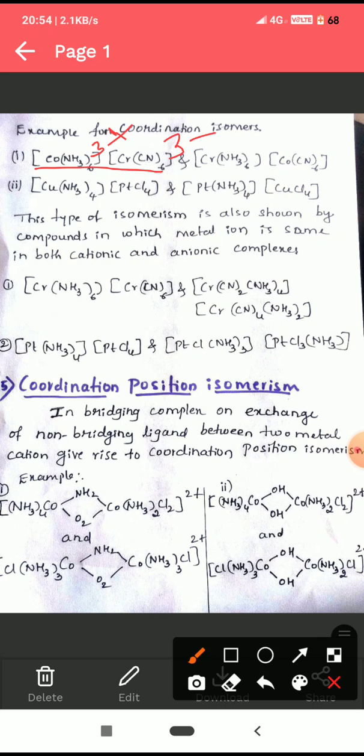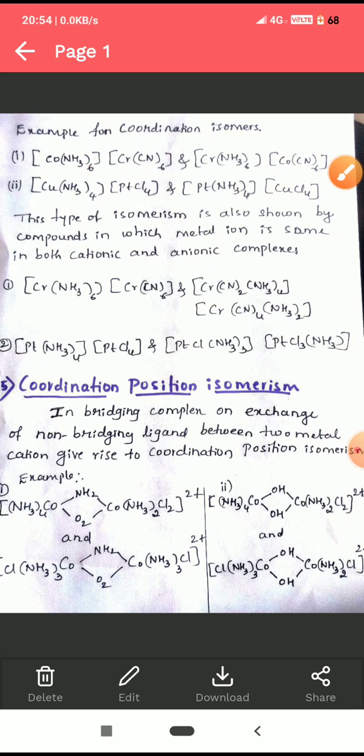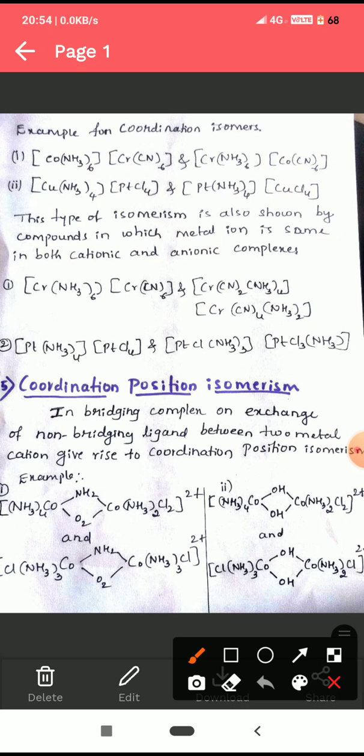Okay. What can you see here? Here cobalt is bonded to ammonia and chromium is bonded to cyanide. But in the other isomer, chromium is bonded to ammonia and cobalt is bonded to cyanide. There is exchange of ligands between the cationic and anionic complex ions. Such types of isomers are called coordination isomers. In the next example, okay, copper is a central metal ion. It is bonded to ammonia and platinum is bonded to chloride. In another isomer, platinum is bonded to ammonia and copper is bonded to chloride. Such types of isomers are called coordination isomers.